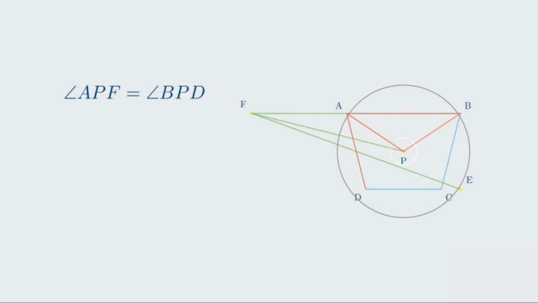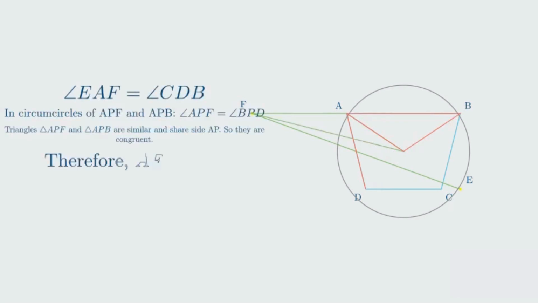Now let's put this all together to prove that EF equals AD. Consider the circumcircles of our two triangles, triangle APF and triangle APB. We have shown that they are similar because they share the side AP, and the angles opposite them are equal. Since they share a side, they must be congruent. Therefore, the third sides must also be equal. That means AF equals BD.